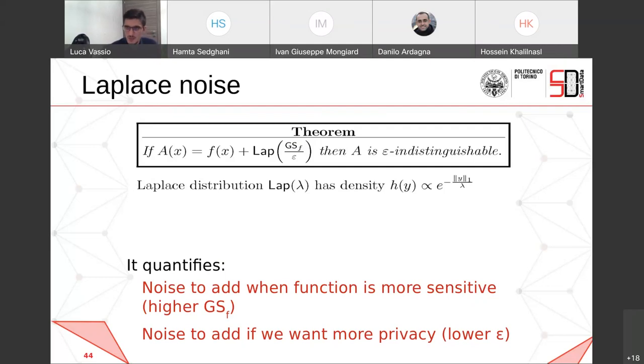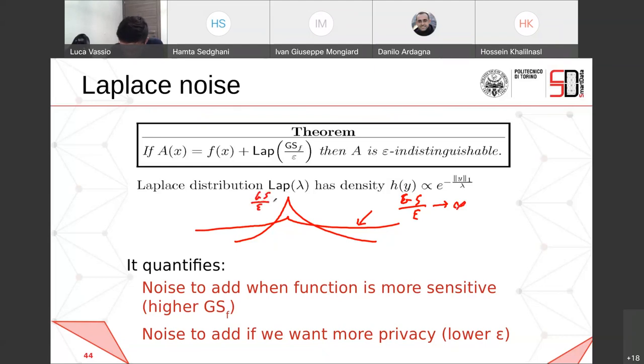So given this, we're fine. We have a mechanism where we can quantify how much noise to add when the function is more sensitive. The shape of the Laplacian can be something like this, or something like this. This is with more noise, where GS over epsilon is going towards infinity, and this is where GS divided by epsilon is going towards zero. So if we have a more sensitive query, then we have to add more noise. And if we want more privacy, remember epsilon is the denominator, then we need a lower epsilon, and so we need to increase the noise to add.